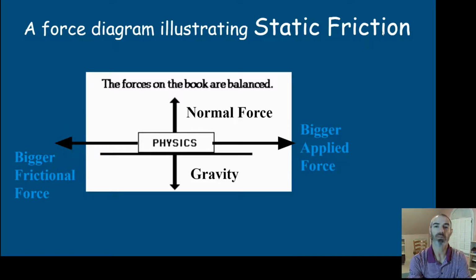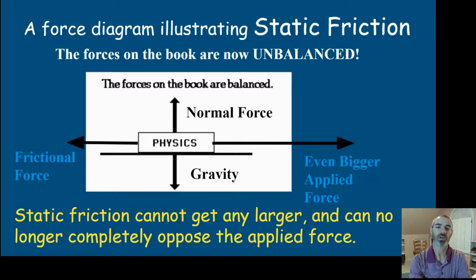So the bigger the applied force, the bigger the static friction force is going to be, up to a maximum point. That maximum point is mu of s times the normal force. If we exceed that force, mu of s times the normal force, then we exceeded the maximum value of static friction, which means it's going to accelerate. Static friction can't hold it in place any longer, so now it switches to kinetic friction. At this point, the book starts to accelerate because the force is bigger than the frictional force.